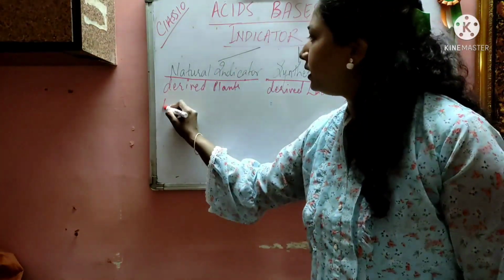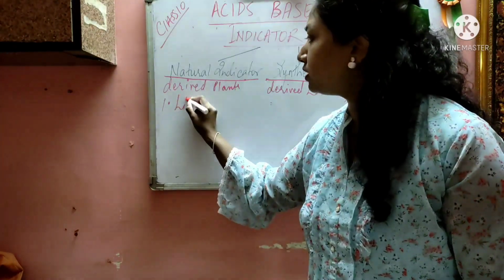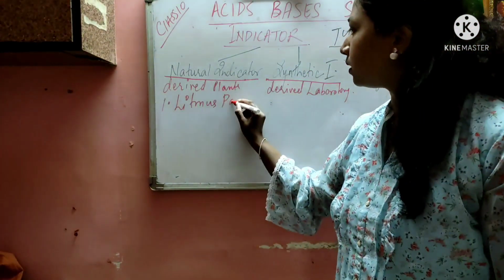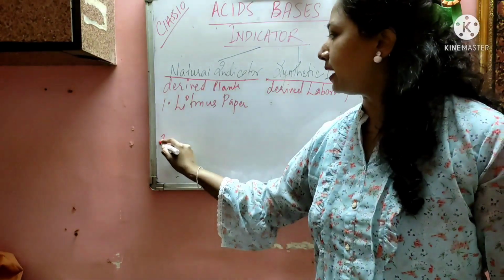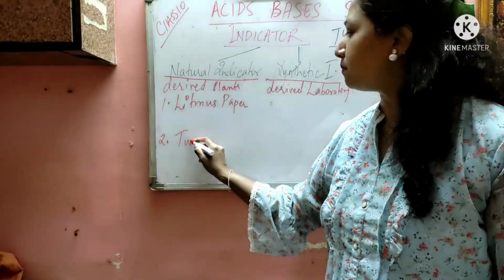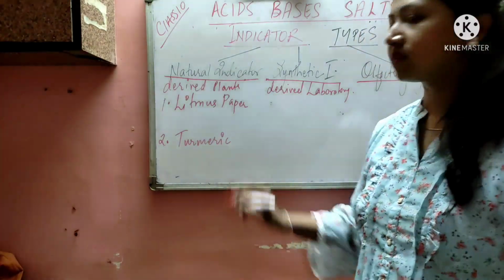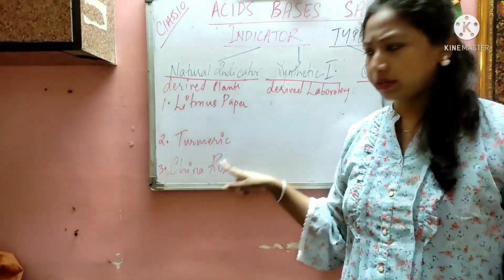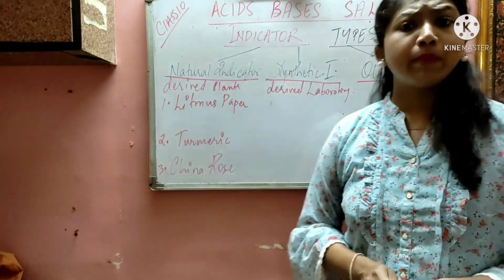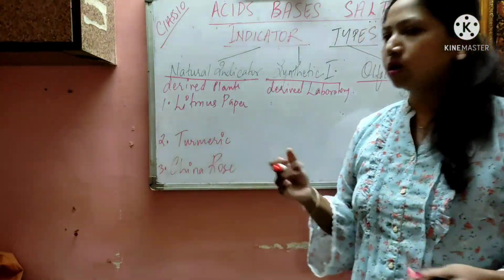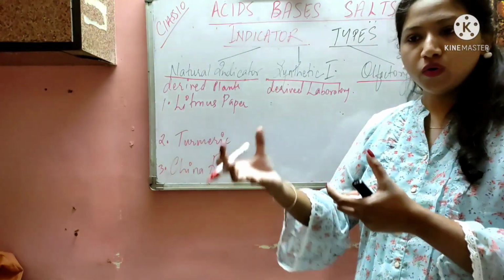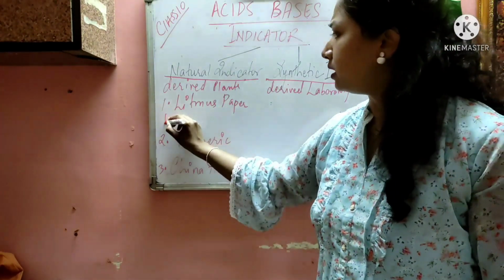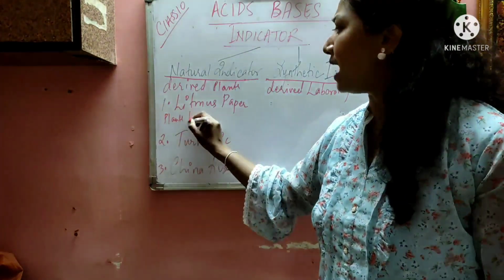So for natural indicators, there are basically three types. The first one, which we have seen just now, is litmus paper. The second one is turmeric, which we use in our daily life. And China rose. Litmus is extracted from a plant called lichens.